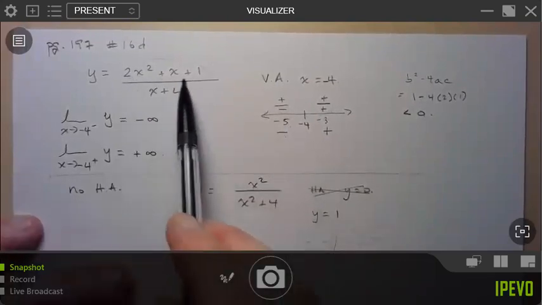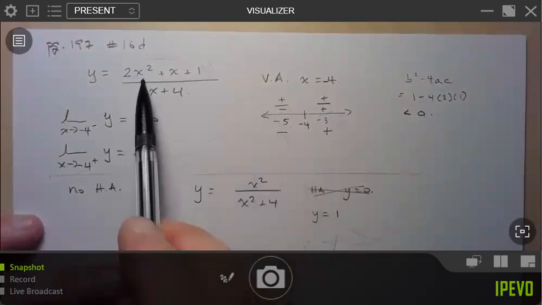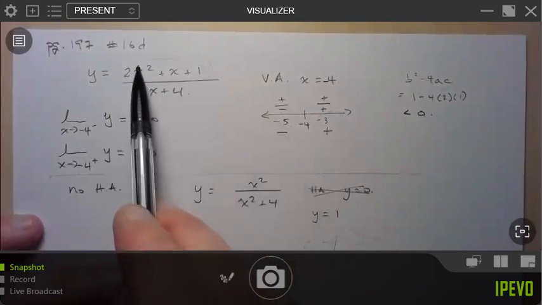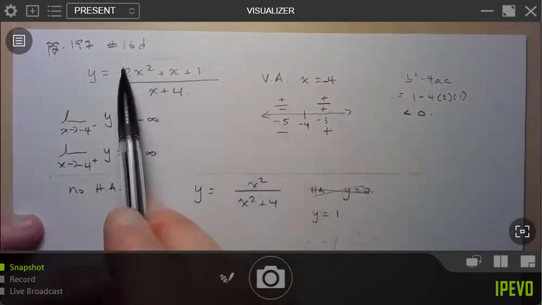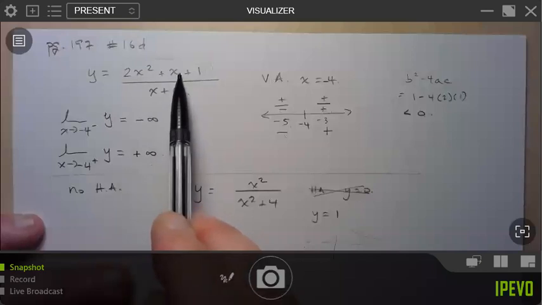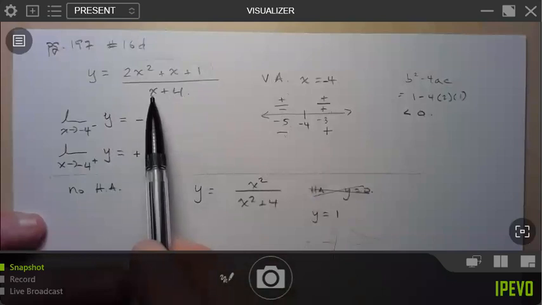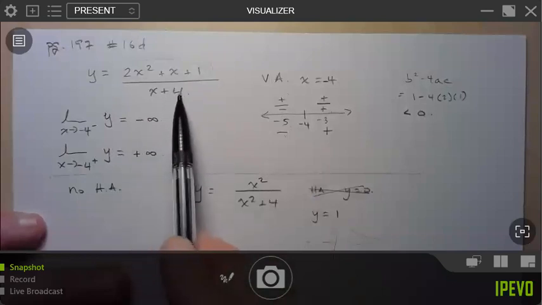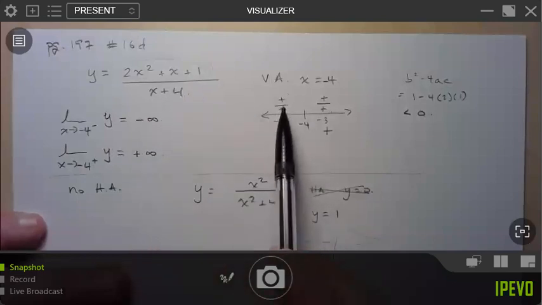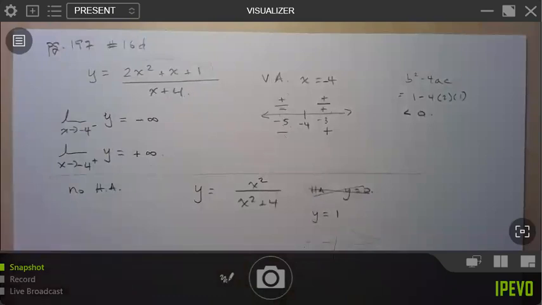Well, because the numerator, when I stick in -5, -5 squared is positive 25 times 2 is 50, minus 5 is 45, plus 1. It's positive in the numerator. And in the denominator, -5 plus 4 is a negative number. So positive divided by negative.